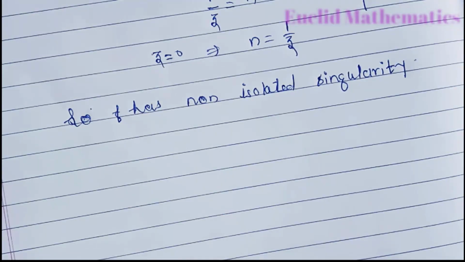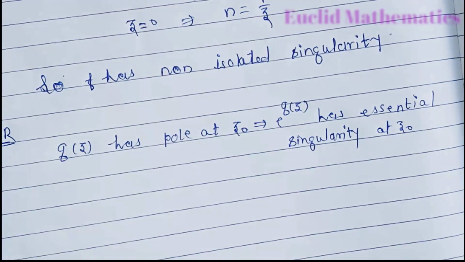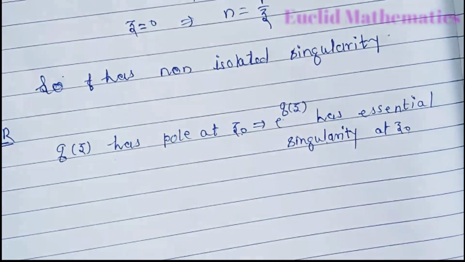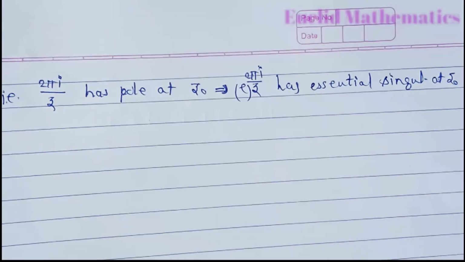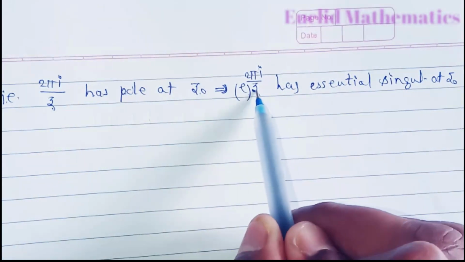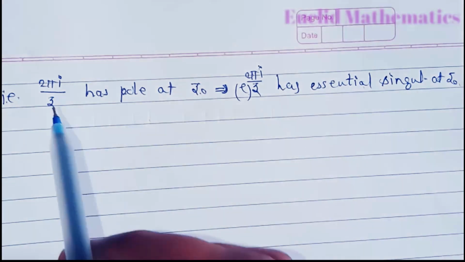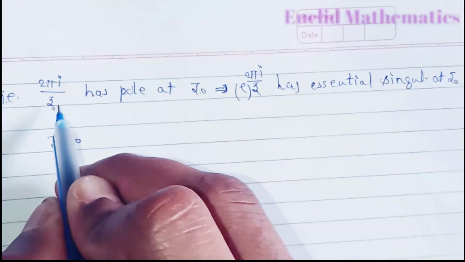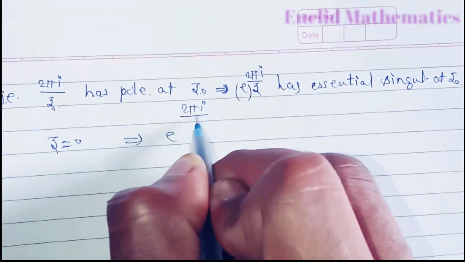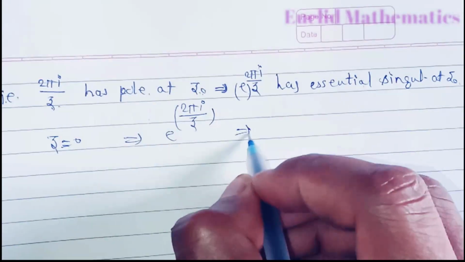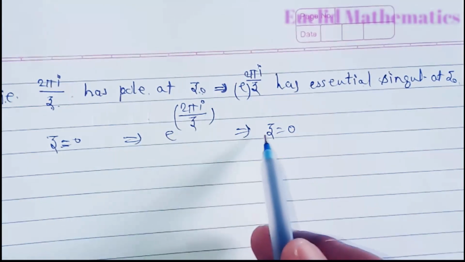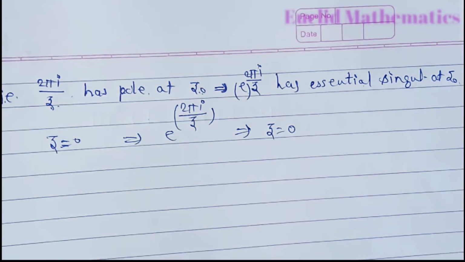We can use another way to solve this option. We know one standard result: if g of z has a pole at z0, then e raised to g of z has an essential singularity at z0. So use this result in our example. That is, 2 pi i divided by z has a pole at z0, which implies e raised to 2 pi i by z has an essential singularity at z0. So we know that z0 equal to 0 is the only pole here. So this implies e raised to 2 pi i upon z has an essential singularity at z equal to 0. By using this short result, we found that e raised to 2 pi i by z has an essential singularity at z equal to 0.